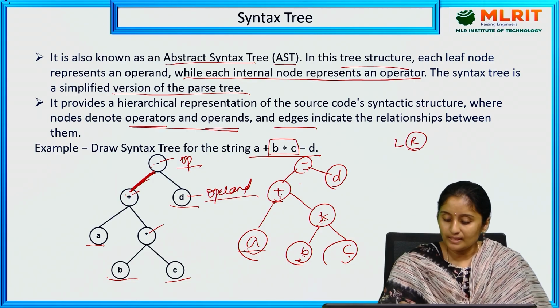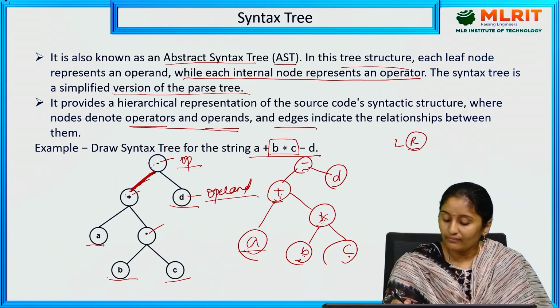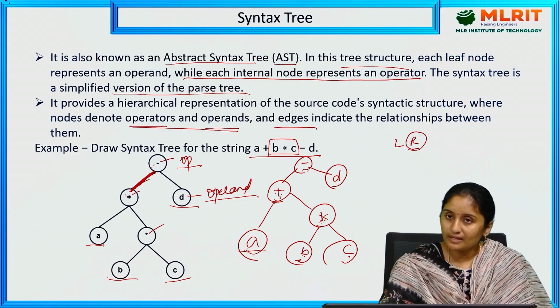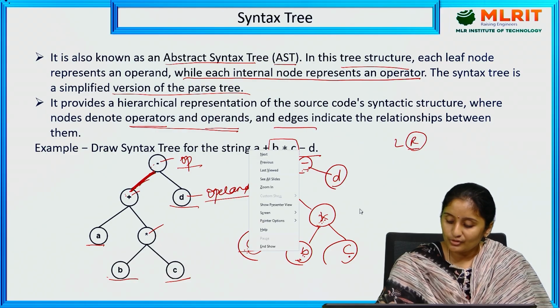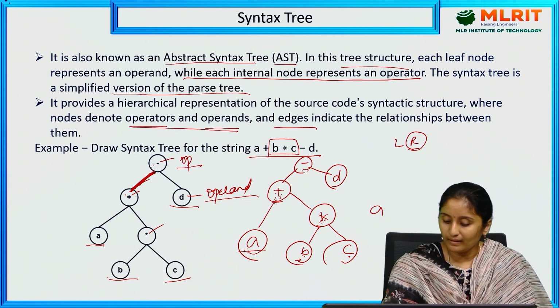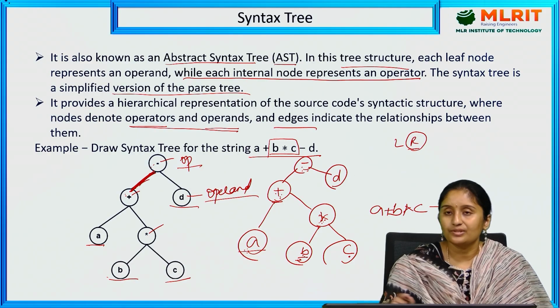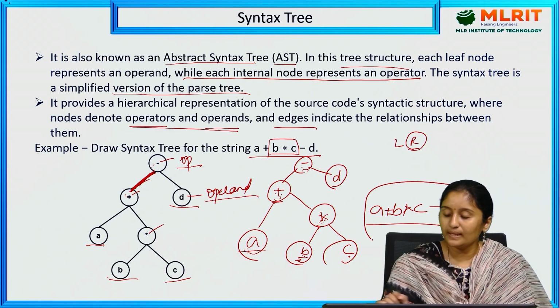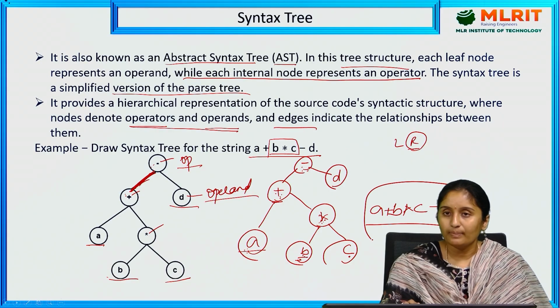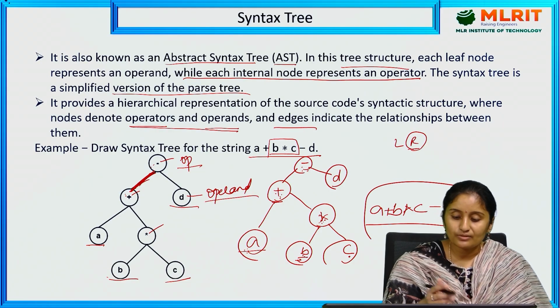So first it starts from here, left. There is a left operator, that is the leaf node, so a is written here, plus. Right, it comes over here. This is a root node again, and it comes here to b. Next root, next c. It goes back, root, right. So this is a plus b into c minus d. So this is about the syntax tree.